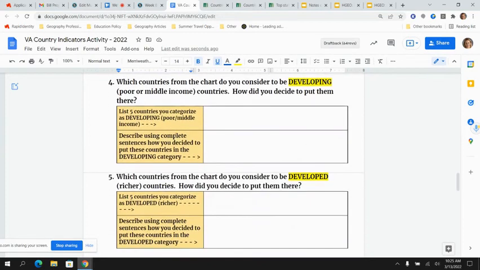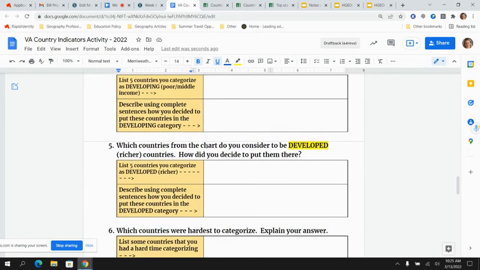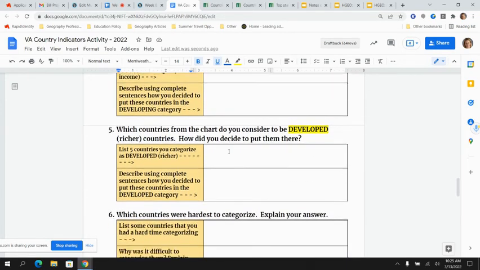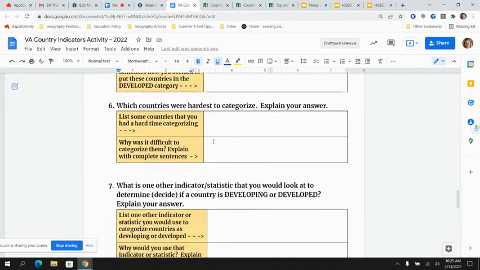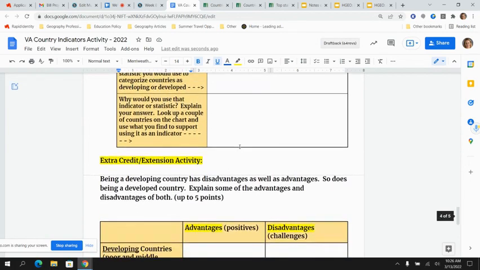Then once you get down here, you are going to decide. You're going to list 5 countries that you categorize as developing. So countries that are poor, middle income, and you're going to describe why you put these as developing countries. So what was it about those indicators that you found that they were developing? And then here, what are the developed countries? And then were some countries that are hardest to categorize? Were there some countries that were kind of all over the place? Maybe they didn't follow a particular pattern. And then the last question here.